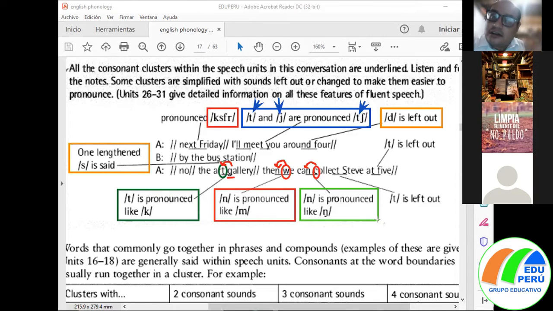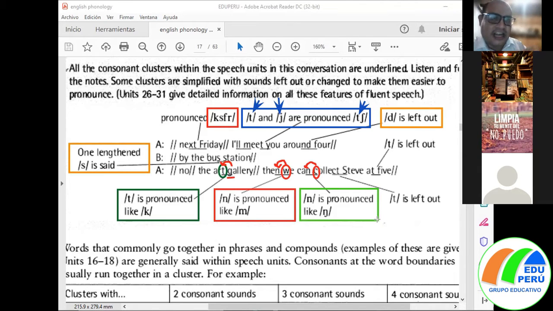Notice, again, let me tell you this. When we say connected, sometimes we confuse this term and we try to speak as fast as we can. No, the purpose here is not to speak as fast as you can. No, this is not good. All right. When I say connected, it means that you are not going to make so many pauses. If you notice here, you have just 2 pauses.